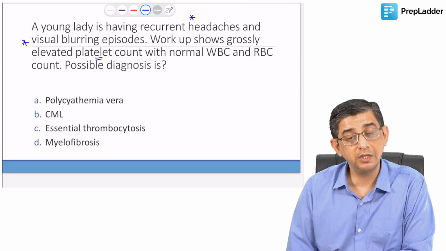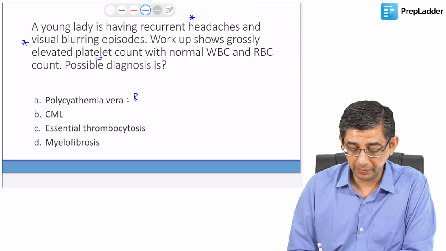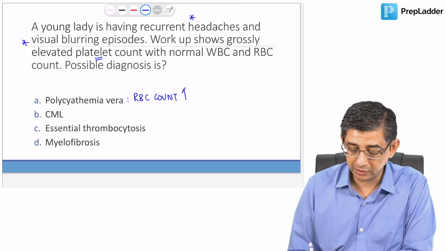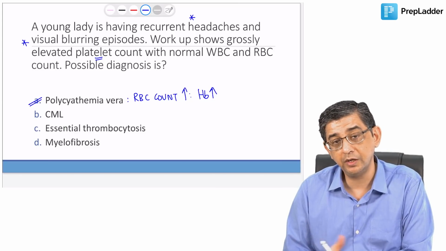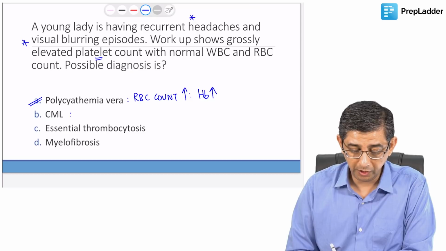Option A says polycythemia vera. In this condition, it is mainly the RBC count that is increased. This occurs due to JAK2 mutation. No, it's mainly the hemoglobin that will be increased. So obviously in this question it is not the answer, because the question talked about platelet count elevation. Chronic myeloid leukemia always presents with massive splenomegaly.